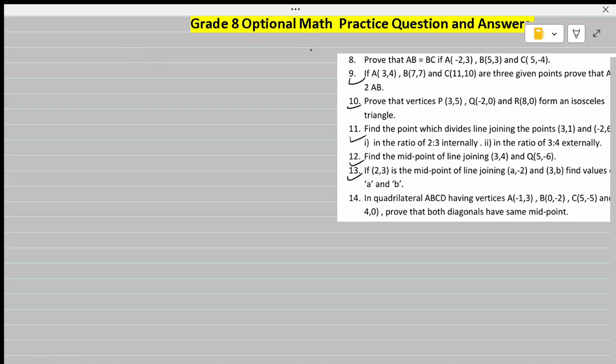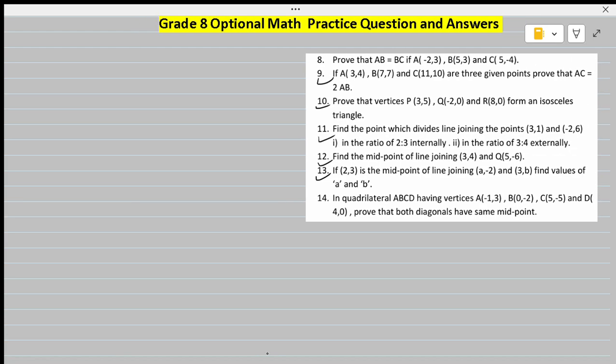In number 13 it says, if 2 comma 3 is the midpoint of the line joining the points a comma minus 2 and 3 comma b, find the values of a and b. Let's make this clear with the help of a diagram. Here a comma minus 2 and 3 comma b are the given points, and the midpoint is given as 2 comma 3. Through that we have to find the values of a and b.